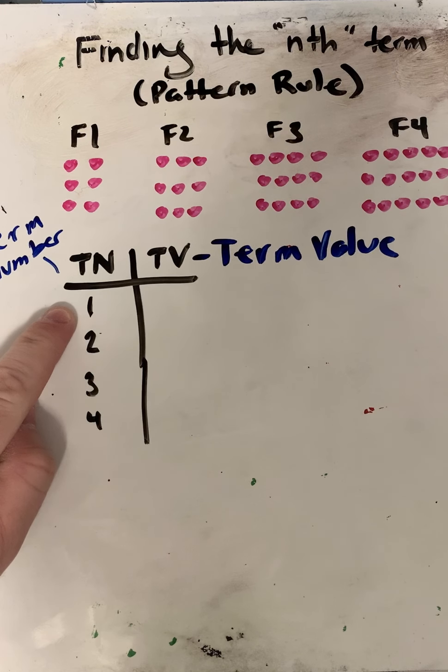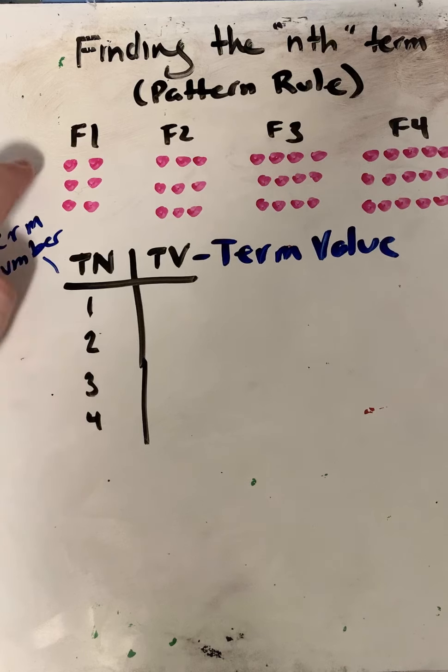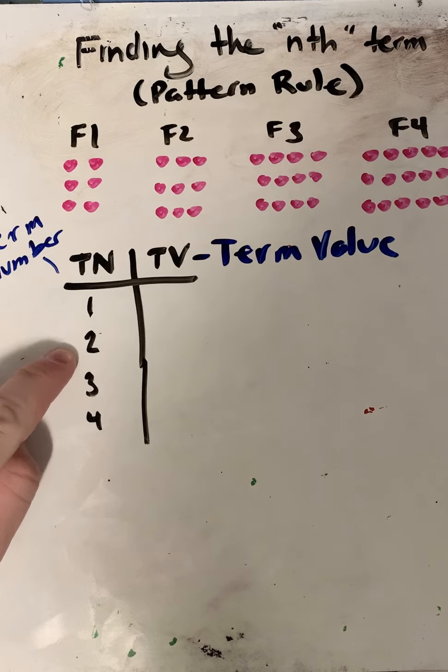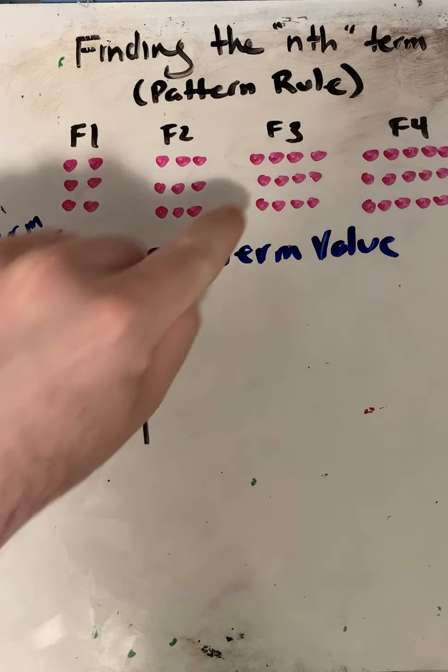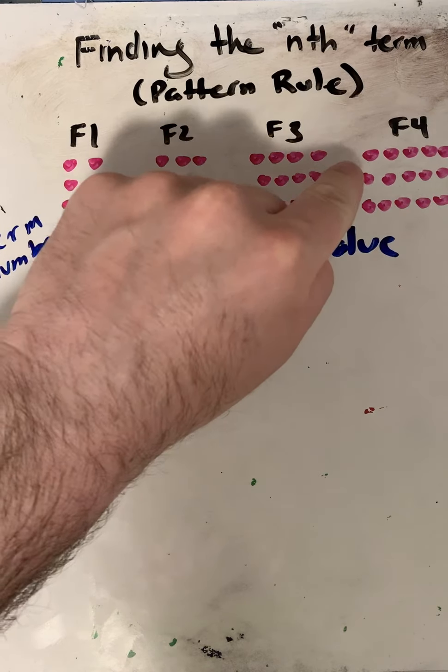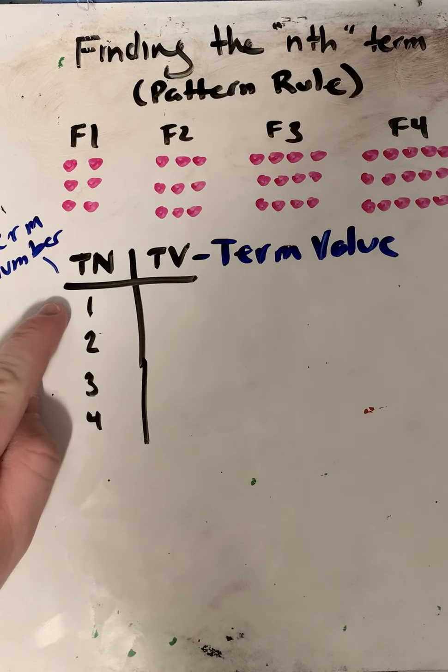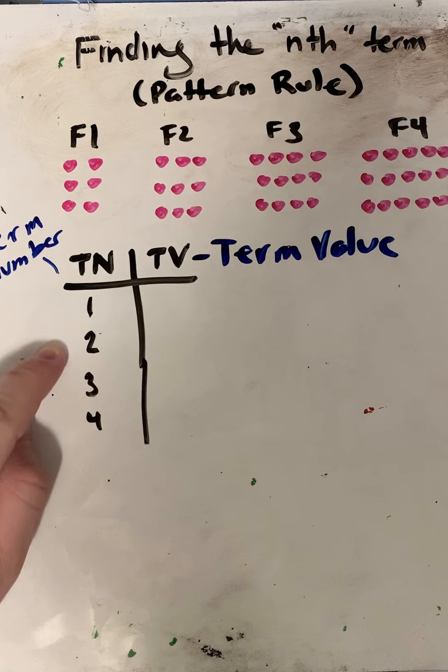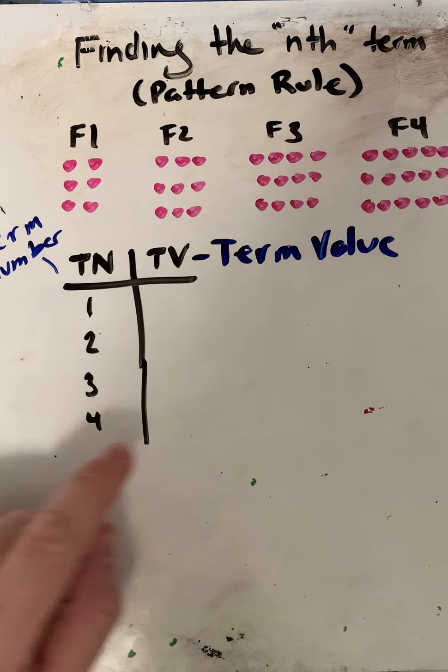So term 1, the term number for 1 relates to this. The term number for 2 relates to this. Term number for 3 relates to this. And the term number for 4 relates to this. So when we create our term numbers, we just kind of have to label them like this.